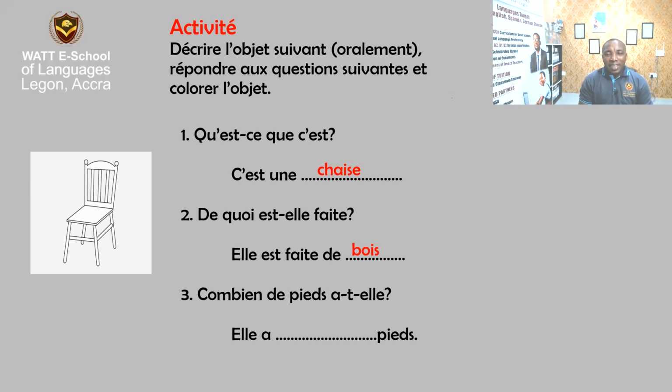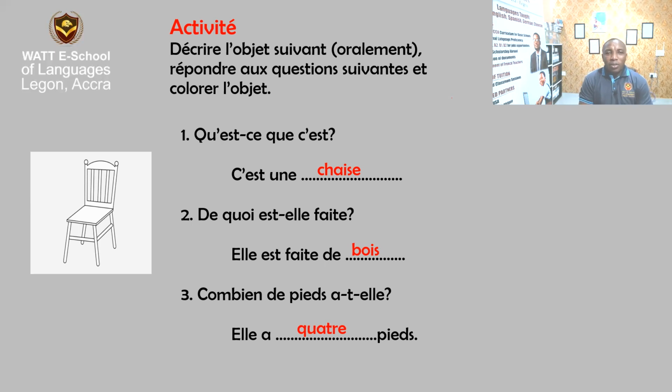Number 3, which is the last. Combien de pieds a-t-elle? How many legs does it have? Elle a, it has 4 legs. So how do you say 4 in French? 1, 2, 3, 4. Elle a 4 pieds. You understand? Let's go and read the questions and the answers.